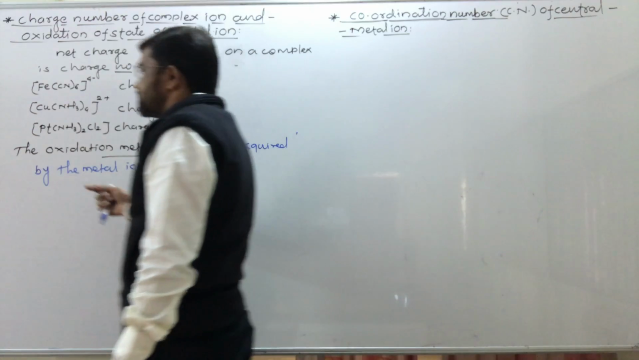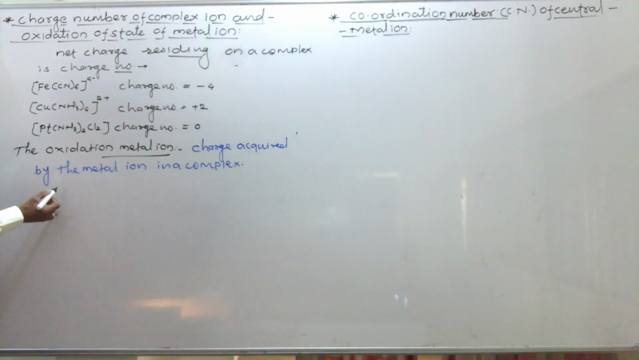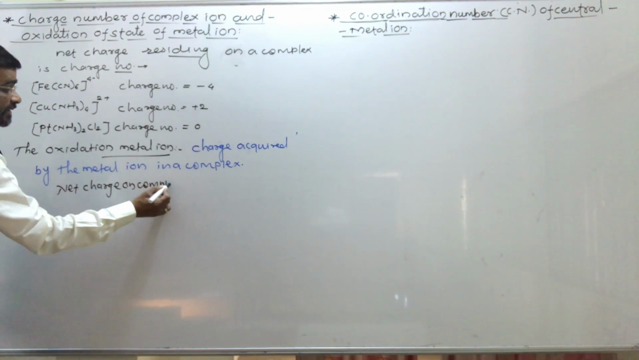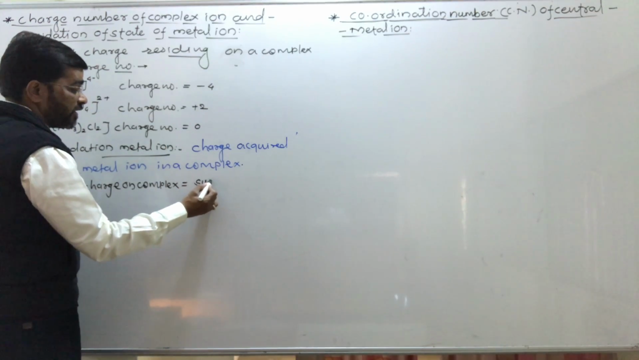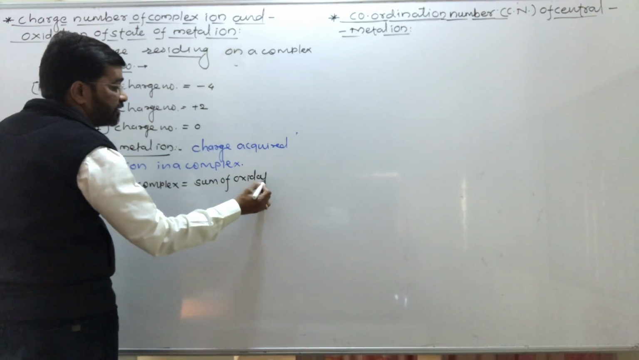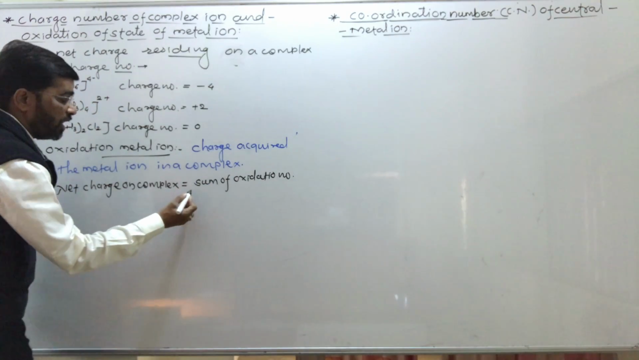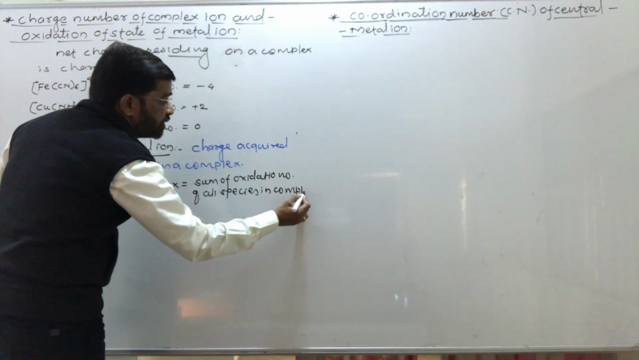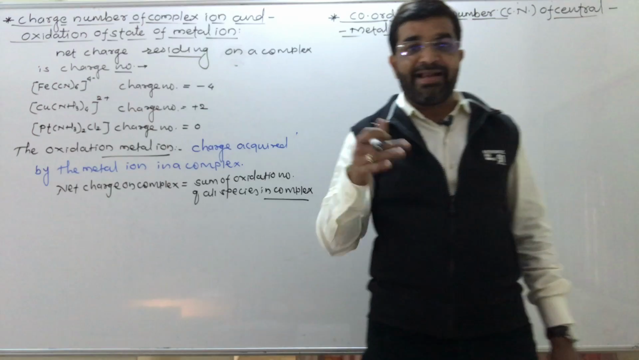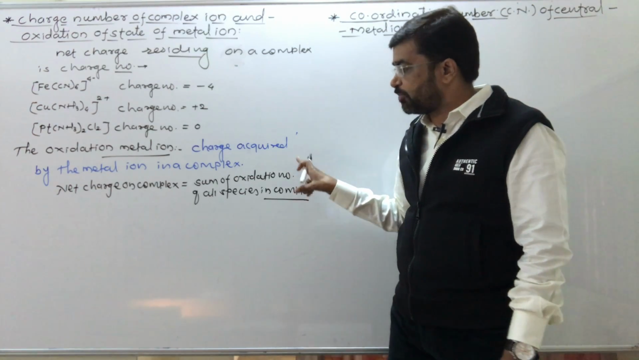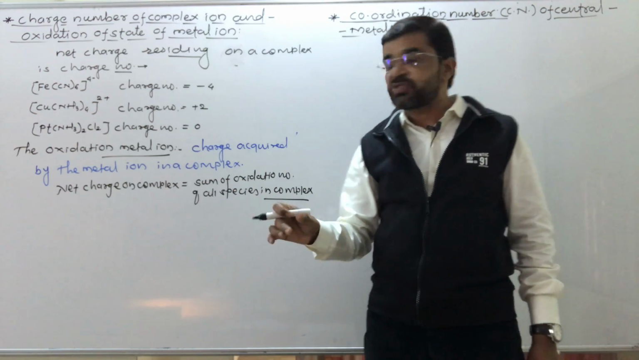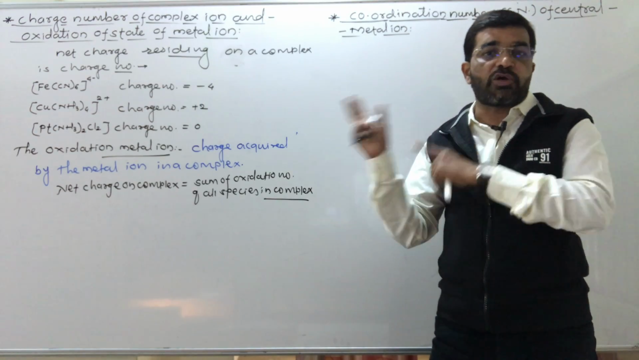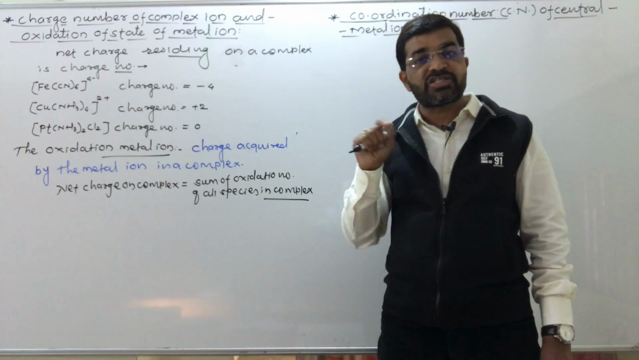And how will you find the oxidation state of the metal ion? Here it should be remembered that the net charge on the complex ion is equal to the sum of the oxidation states of all species in that complex, that is, the metal ion and all the ligands. So the sum of the oxidation numbers of the charges present in that coordination sphere is nothing but the net charge on that complex, right?